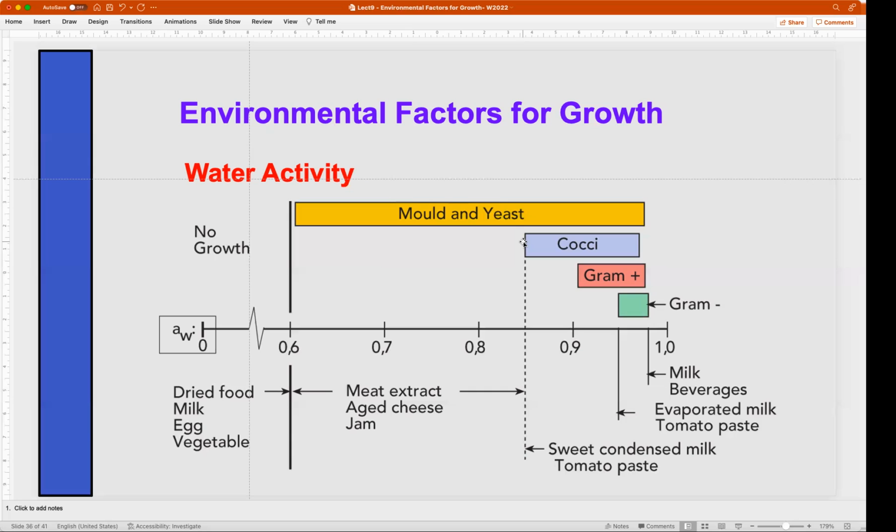Maple syrup's the same thing. It falls below 0.6 as well. Cheese would be the opposite of that. Cheese has a low water content, but a high availability, because it's not bound anywhere. And I have here milk beverages around 0.9, evaporated milk, tomato paste fairly high, and then down to less than 0.9. You get your gram positives at around 0.9. Other cocci are between 0.85 and 1. And then mold and yeast can survive almost everywhere, down to 0.6.